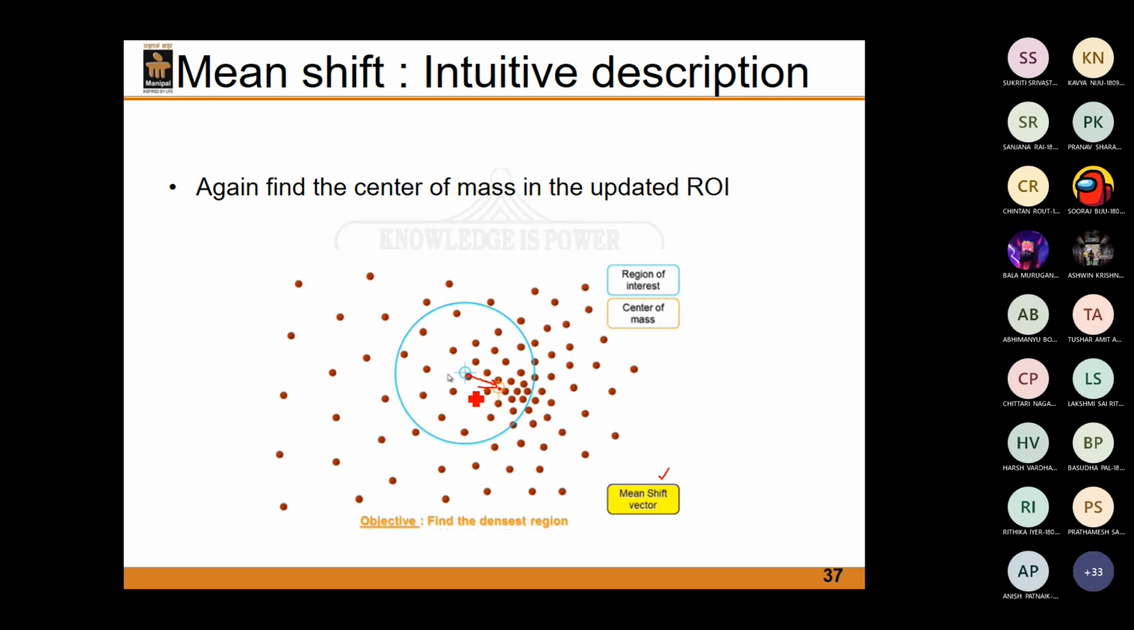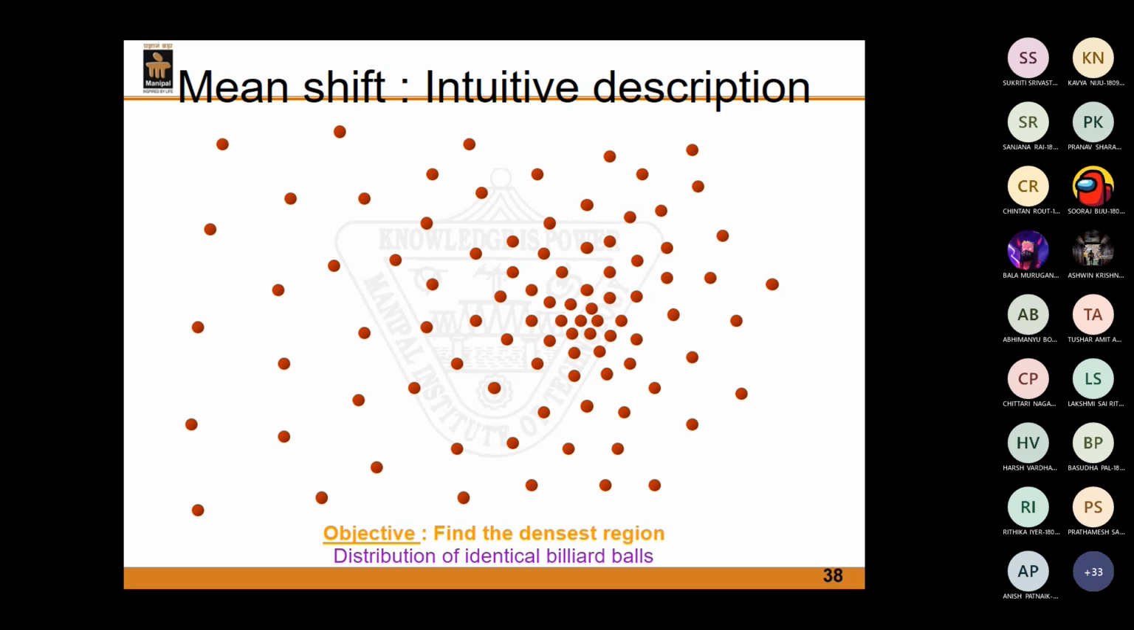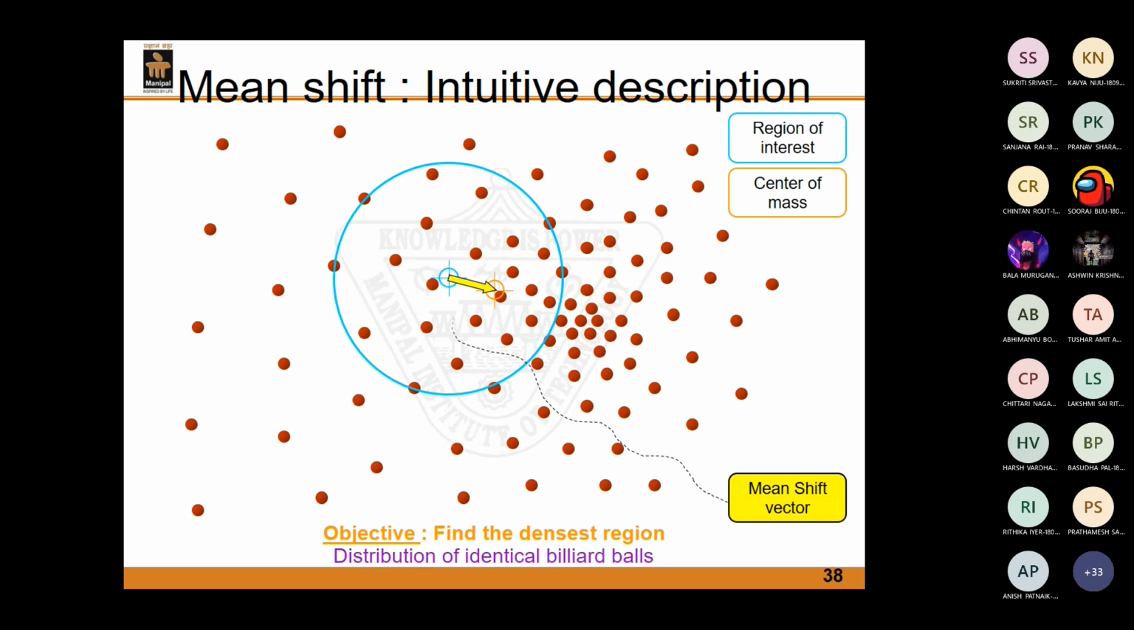Then, in the next step, you can shift the circular region of interest in such a way that its center coincides with the estimated center of mass. Like this, with iterations, we keep on updating and keep on moving towards the center. So now you have it like this, it is moving.